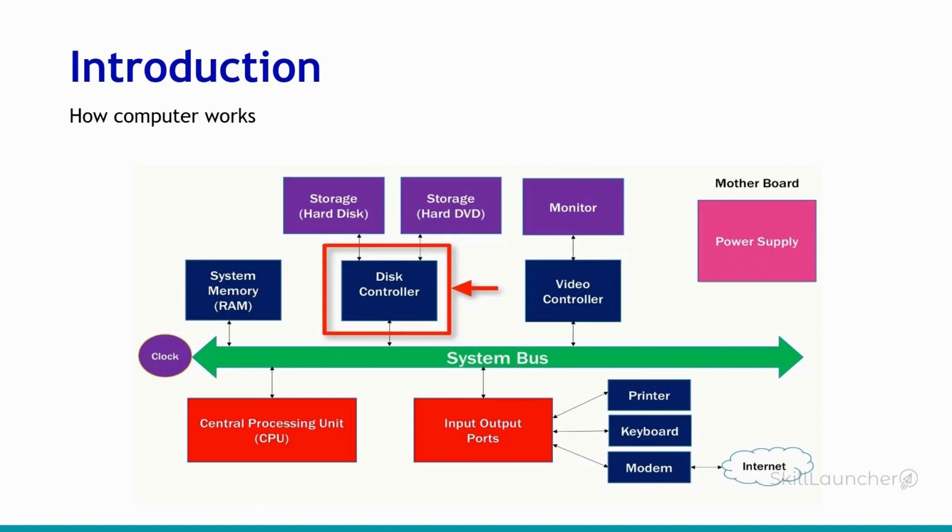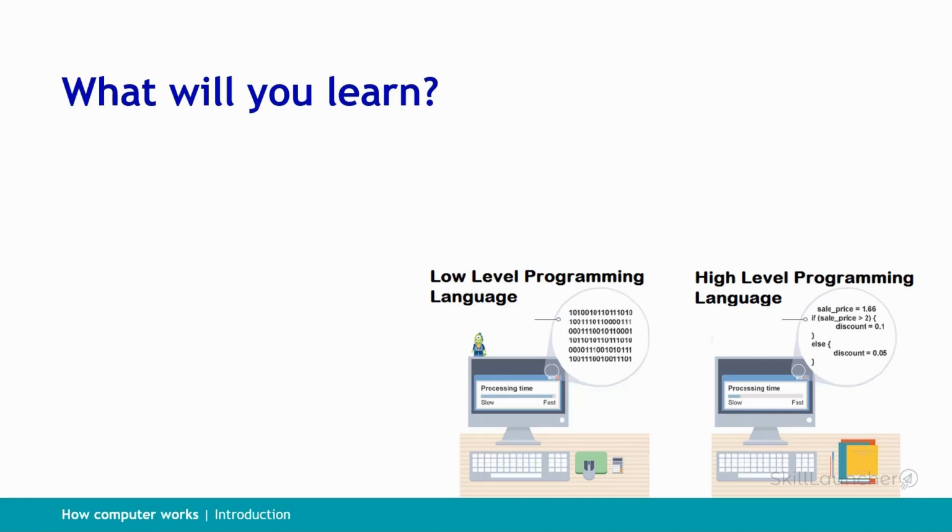Here's the second lesson of this section, how a computer works. As you can see in this image, there are various hardware devices such as CPU, RAM, ROM, storage devices, motherboard, controllers, physical devices. All these hardware devices work together to execute a code. Now, how do we instruct the hardware? Let us learn in this lesson.